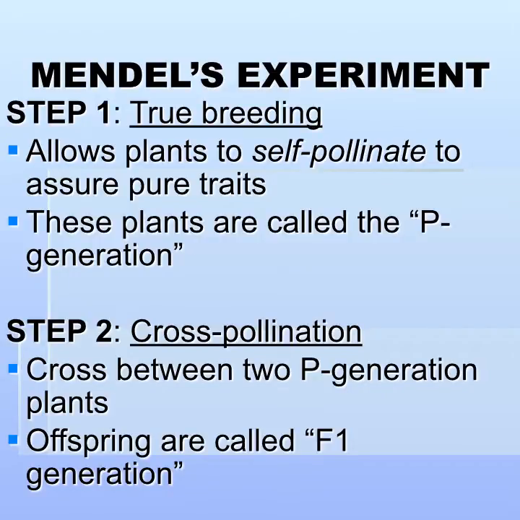Mendel's experiment. First of all, true breeding allows the plants to self-pollinate to assure pure traits. Now, this is something that's a little hard for some of you to understand, so let's really be sure about this. What he did was he self-pollinated tall pea plants for many, many generations.